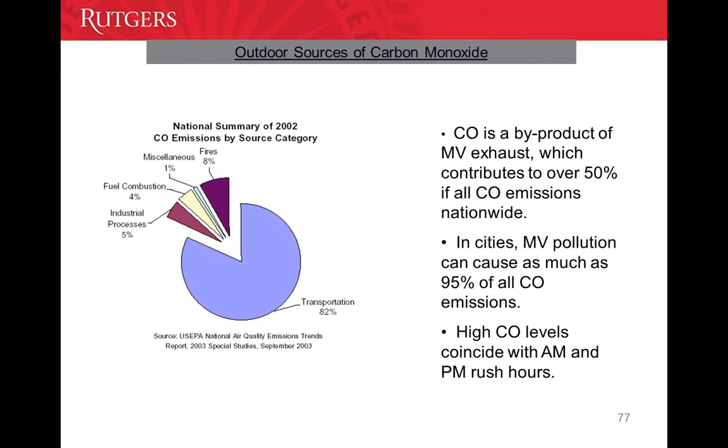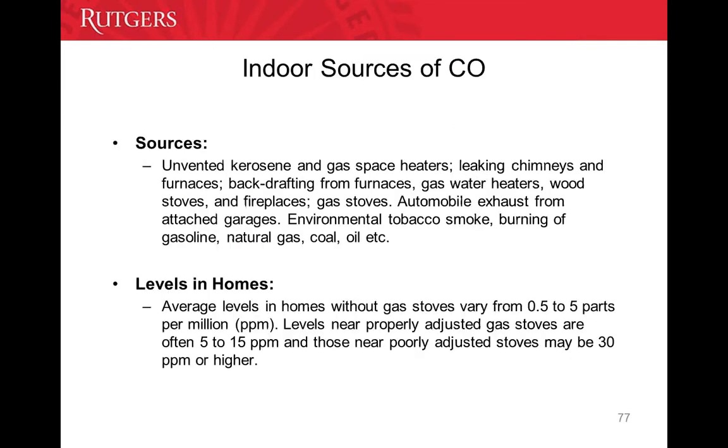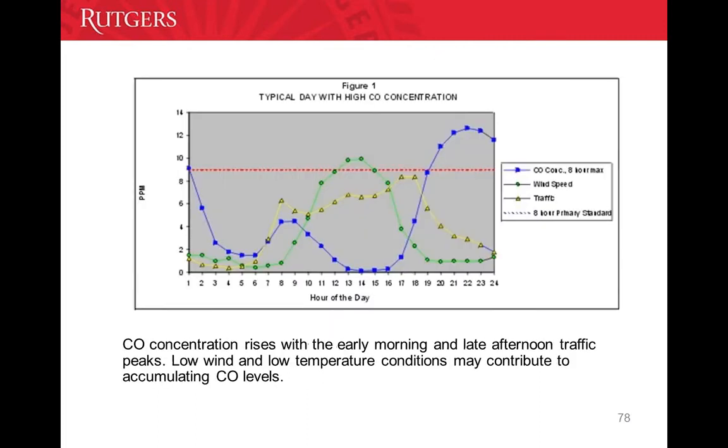The outdoor sources, as you can see in the picture, the big source, of course, is transportation. Indoor sources are leaky chimneys, poorly ventilated furnaces, and poorly ventilated stoves, and those are the levels that we mentioned earlier.